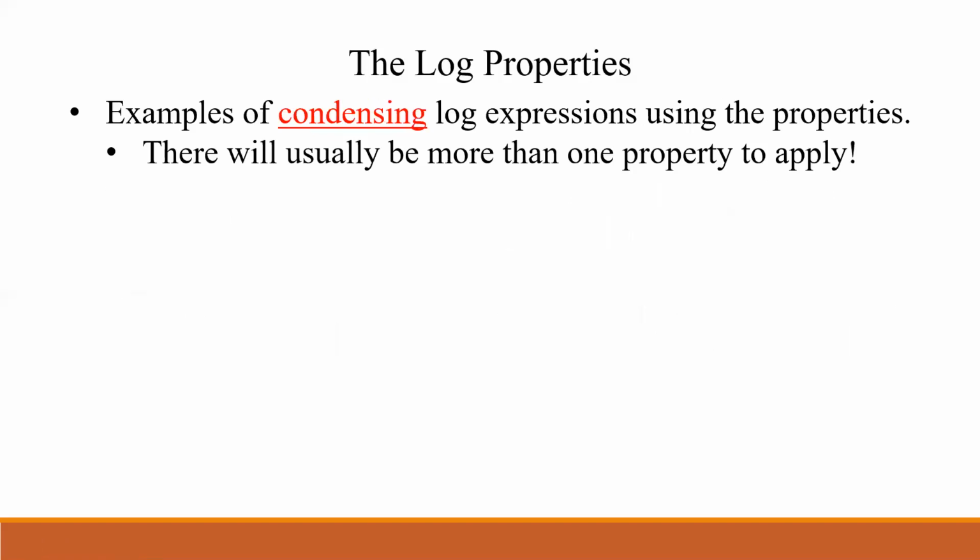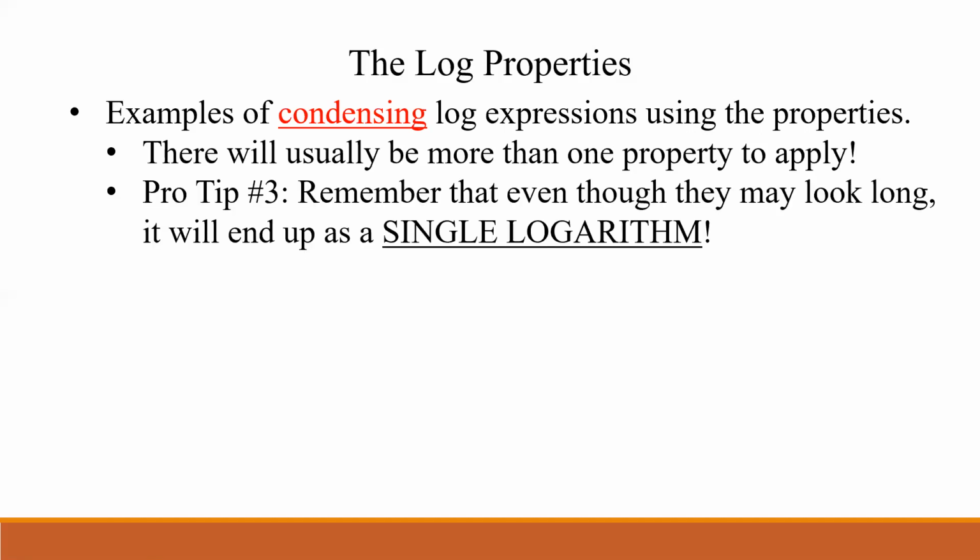How about going the other direction? Well, we call that condensing. Again, just like before, there's usually going to be more than one property to apply. Here's another pro tip for you. Remember that even though the problem might look kind of hideous and long, it's going to end up as a single log. And on this one, we're going to kind of do this backwards. So I would recommend doing the power rule first and then going from there.